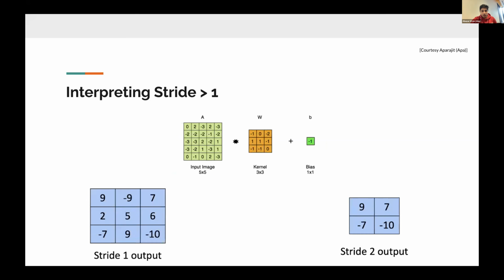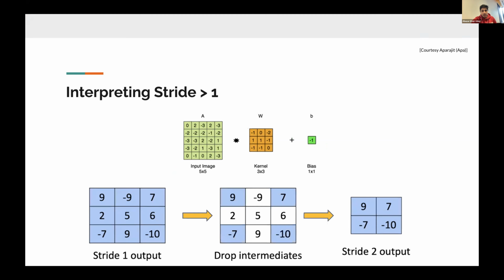So essentially, when you have stride 1, you get the output on the left, and you can do this in your own time. It's a good practice anyway. And when you do stride 2, you get the output on the right, right? The way you can really turn one into the other is you can always stick to a stride 1 output, and then you can just remove the intermediate elements and then get a stride 2 output.